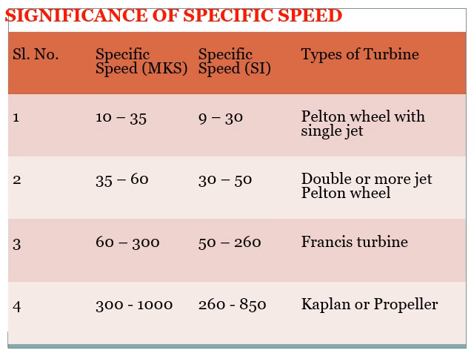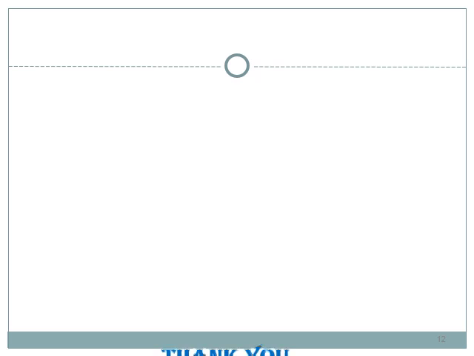In case the specific speed ranges from 9 to 30 in SI units, that is a Pelton wheel with a single jet. In case the specific speed ranges from 30 to 50, that is a double jet or more jet Pelton wheel turbine. In case the specific speed ranges from 50 to 260, that is called a Francis turbine. In case the specific speed ranges from 260 to 850, that is a Kaplan or propeller turbine. In this session, we studied what we mean by hydro power stations or hydraulic turbines, and what the classifications of the hydraulic turbines are.